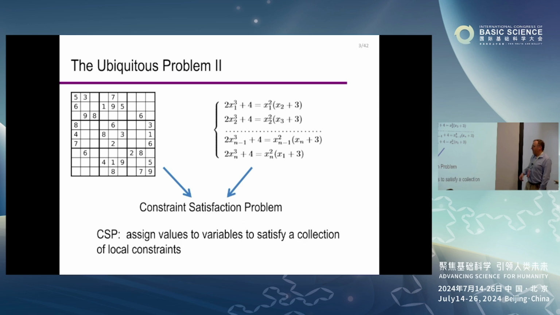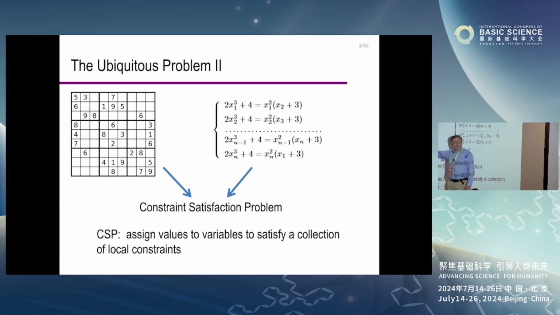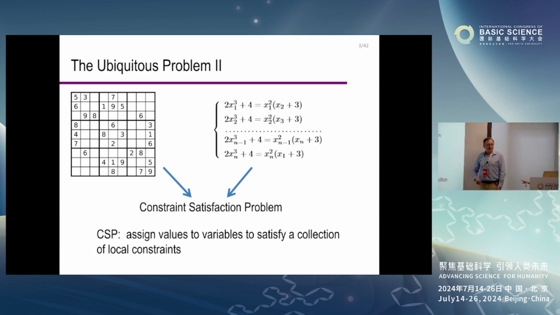which is to say that we want to assign values to some variables, to cells in this case, to indeterminates in this case, in such a way that we satisfy a bunch of local constraints. So a local constraint here would be: all values are different in every row, column, and block. A constraint there, everything is different in the block. A constraint here is an equation.